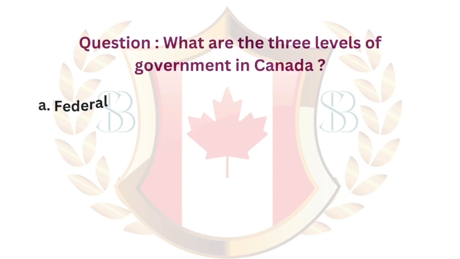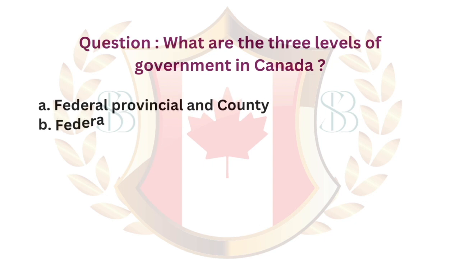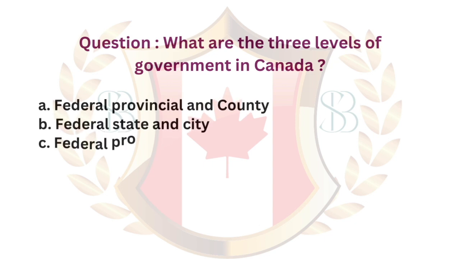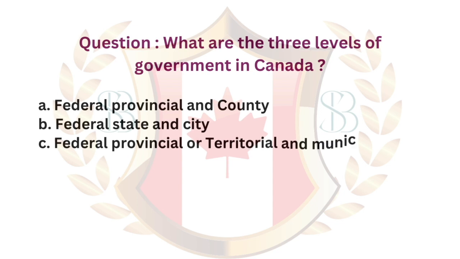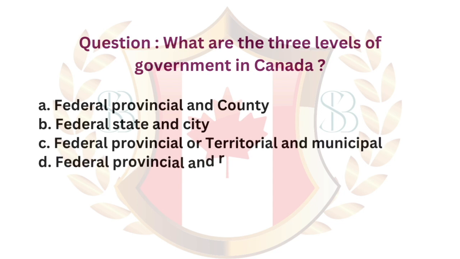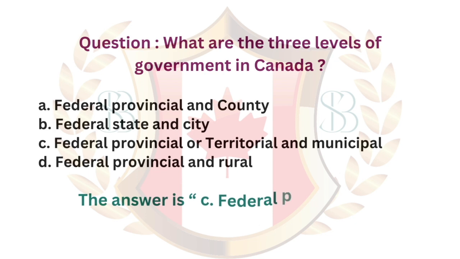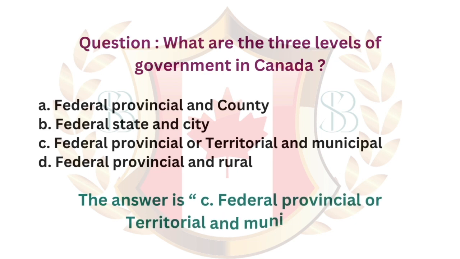Question. What are the 3 levels of government in Canada? A. Federal, provincial, and county. B. Federal, state, and city. C. Federal, provincial, or territorial and municipal. D. Federal, provincial, and rural. The answer is C. Federal, provincial, or territorial and municipal.